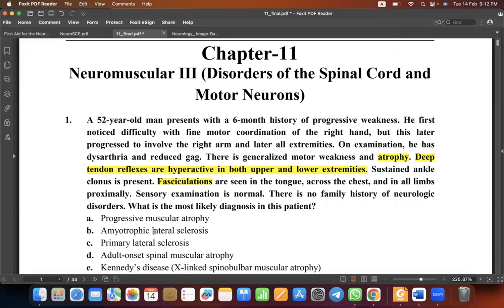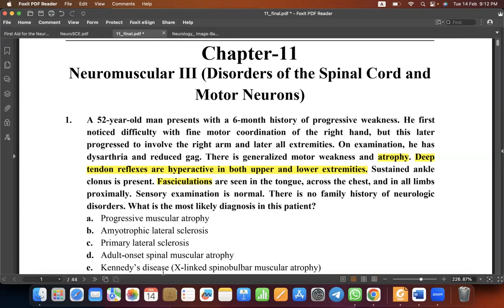It is one of the motor neuron diseases that tends to get involved in both upper and lower motor neuron syndrome. Progressive muscular atrophy, on the other hand, is an isolated lower motor neuron syndrome. Primary lateral sclerosis is typically an upper motor neuron syndrome. And spinal muscular atrophy has a lot of variants. I'll come to this later. And Kennedy's disease is an X-linked spinal muscular atrophy.